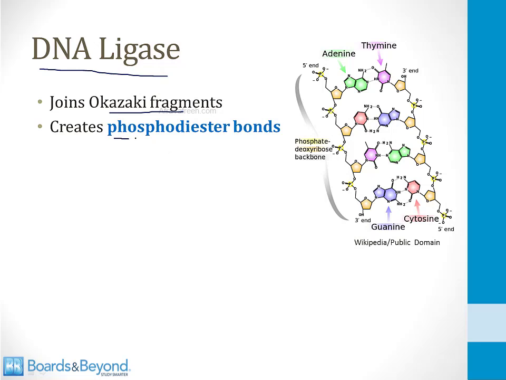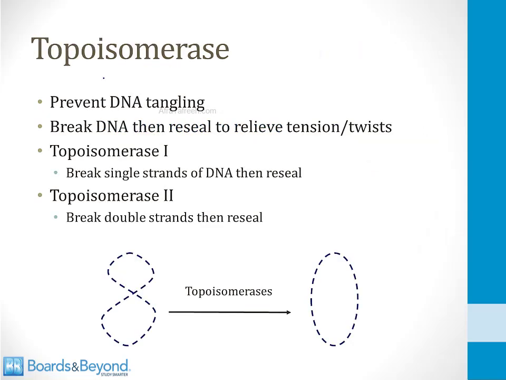This enzyme creates phosphodiester bonds. These are the phosphate bonds in the backbone of DNA, and when they are created, that will link together the Okazaki fragments. There's one more player in this process we need to discuss, and that is the enzyme topoisomerase. This enzyme prevents DNA tangling. As DNA is being unwound, it can get knotted up and tangled, as shown at the bottom left side of the screen. Topoisomerase enzymes relieve that knotting and tension and tangling in DNA. The way they do this is by breaking the DNA and then resealing it to relieve the tensions and twists.